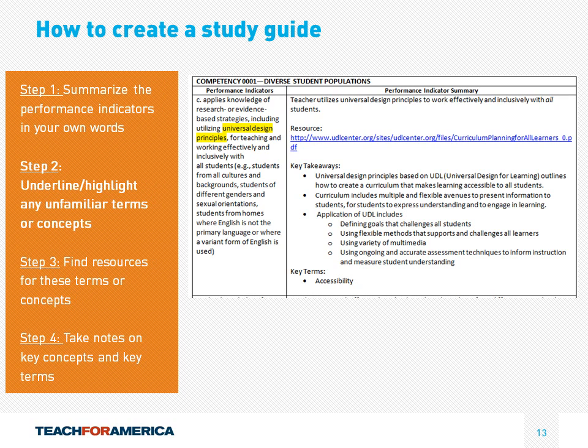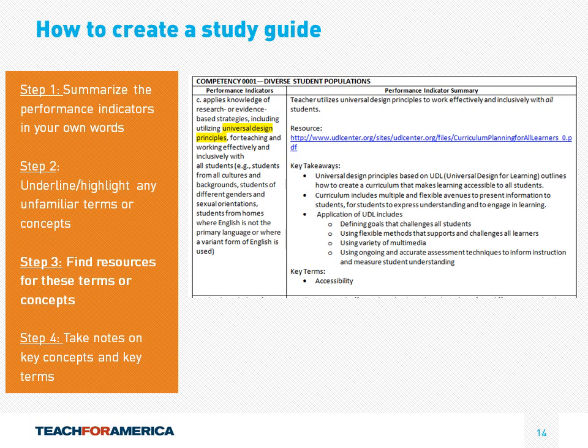Step 2. Underline or highlight any unfamiliar terms or concepts. Underlining or highlighting the key terms or ideas in the performance indicators helps me target what resources I need to find.